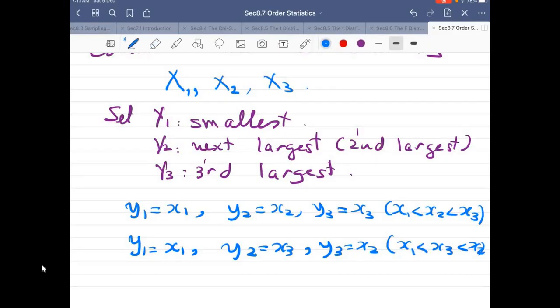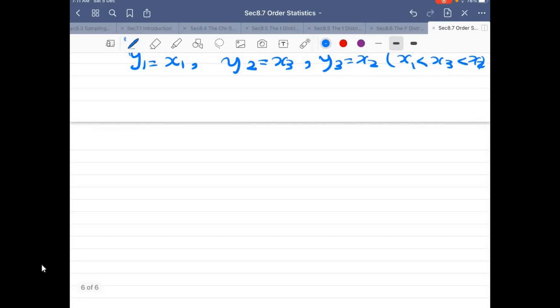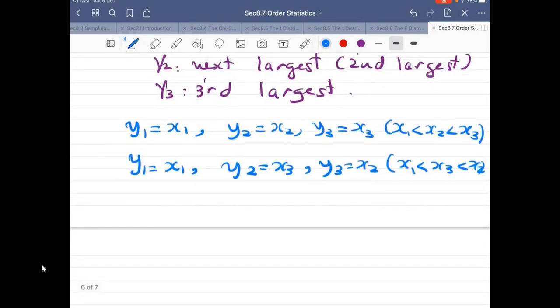Okay, I can have y1 is x2. Here we will permute them. Permuting three values will be 3 factorial, so I have 6 cases, right?